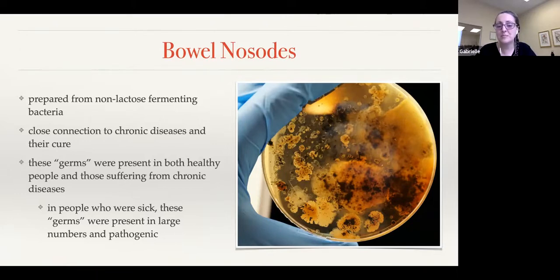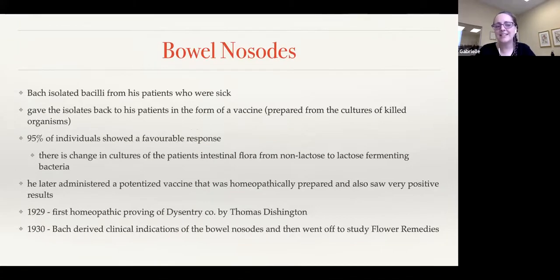These germs are present in both healthy people and people who are suffering from chronic disease. But in those people who are suffering from chronic disease, these bacteria were present in larger numbers, and therefore they become pathogenic. So Bach isolated bacilli from his patients who were sick. He gave these isolates back to the patients in the form of a vaccine. They were prepared from the cultures of diseased organisms, and 95% of the individuals showed a favorable response to this treatment. He later administered a potentized vaccination that was homeopathically prepared, and he also saw positive results.